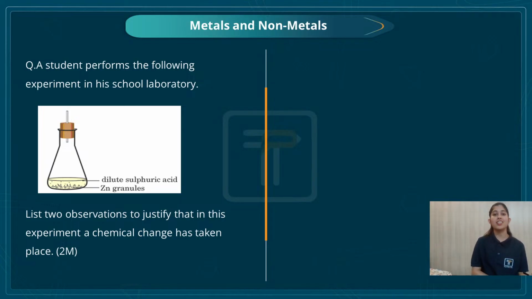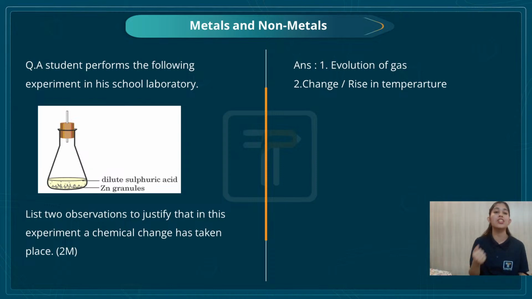Bhaiya, you have to tell that this is a chemical change. So definitely, what is your first observation that is clearly visible? Evolution of gas. So write this point, evolution of gas. Okay. Second thing, when metal reacts with acid, heat is also liberated. Please look at the picture carefully. There is a thermometer right there. So there is going to be a change in temperature. That is your observation. It will be clearly visible. So what is the second thing which you can write? Change or rise in temperature.